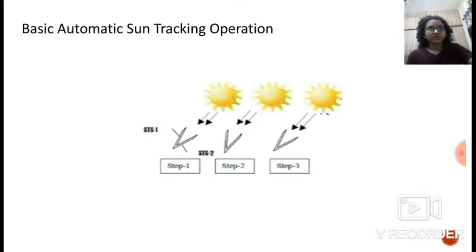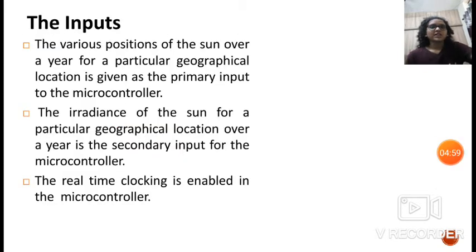So next, let us study the inputs used in this automatic sun tracking system. The various positions of the sun over the year for a particular geographical location are given as primary input to the microcontroller. The irradiation of the sun for the particular geographical location over a year is the secondary input of this microcontroller. The real-time clock is enabled in the microcontroller.